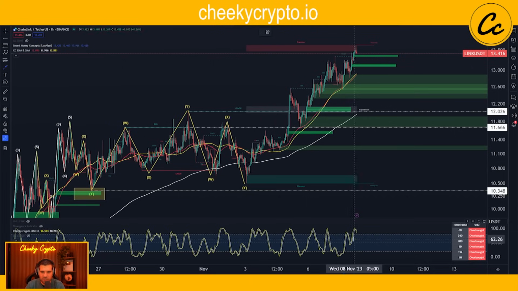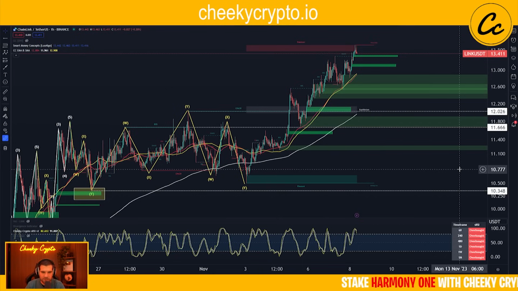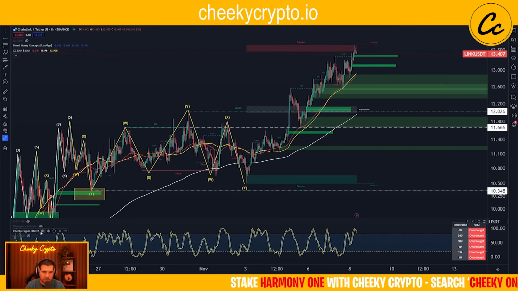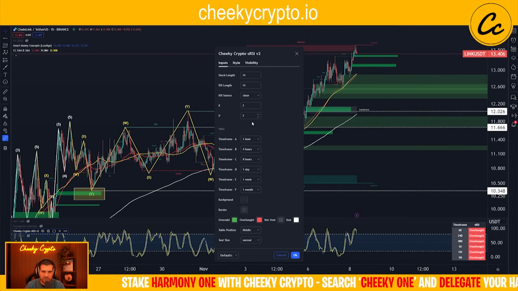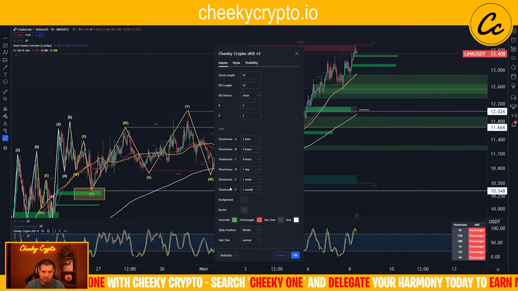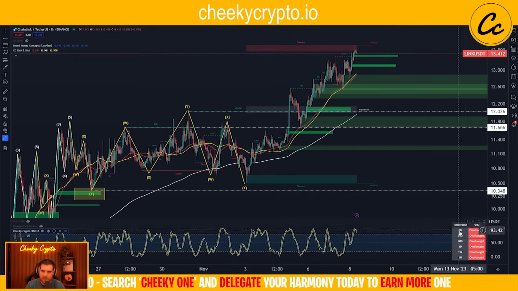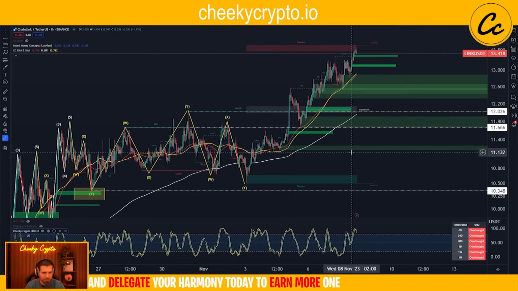I'll draw your attention to this area just over here, this little indicator that I created, and this is actually now version 2 of this indicator. This one shows you the stochastic RSI, and it gives you an idea as to whether you are overbought or oversold across different time frames. These time frames are adjustable. If I bring this up here, for example, you can see I can change time frames A through F to what I want them to be. And you can see it's overbought on all of those time frames. This is the 1 month, the weekly, the daily, the 8 hour, the 4 hour, and the hourly.